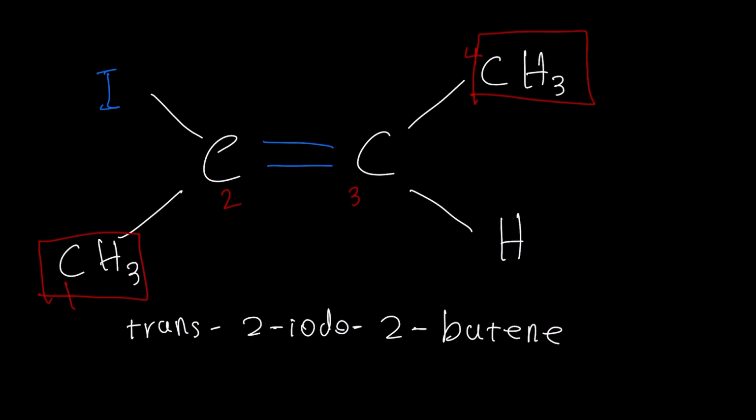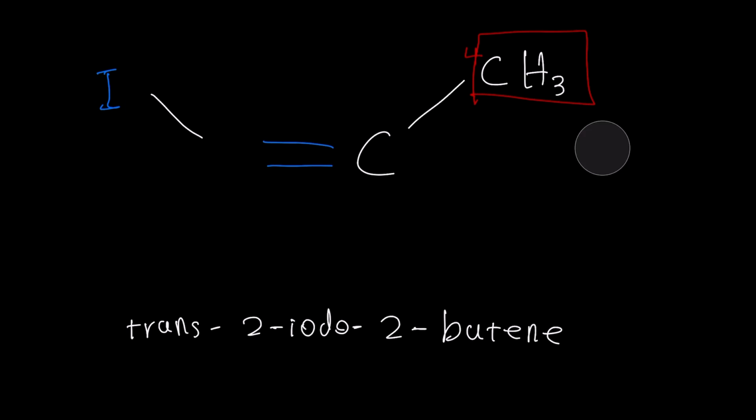If those methyls had been hydrogens, it would still be trans. If those methyls had been bromines, this would still be trans. It could be any group, but it has to be the same 2 groups going in opposite directions. It'd be trans. And if two of the same groups across the double bond are going in the same direction, that'd be a cis. So I hope that was helpful.